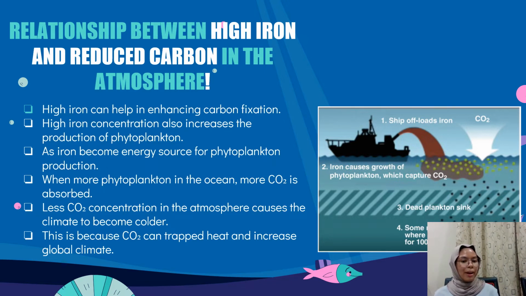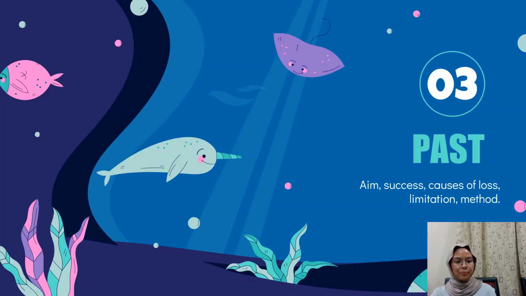As iron can become an energy source for phytoplankton production, when more phytoplankton in the ocean is being produced, more carbon dioxide is absorbed into the ocean. When there is less carbon dioxide concentration in the atmosphere, this causes the climate to become colder. This is because carbon dioxide can trap heat and increase the global climate.